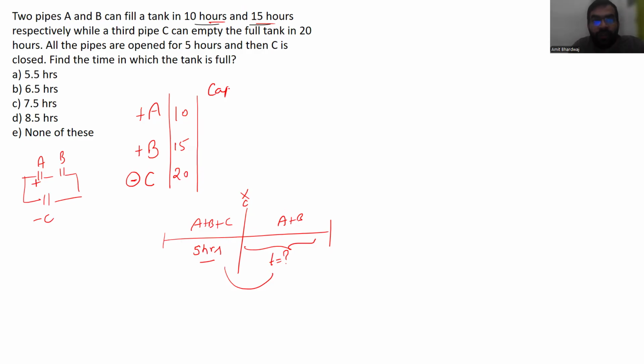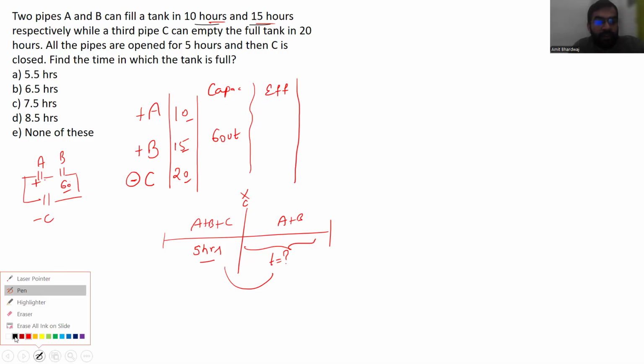Assume the capacity of the tank that they are filling, to which they are attached, is a multiple of 10, 15 and 20. I can easily say it's 60 units. I am assuming the capacity of the tank is 60 units. What is their efficiency? Now in 10 minutes, basically in 10 minutes, it is 60 units.